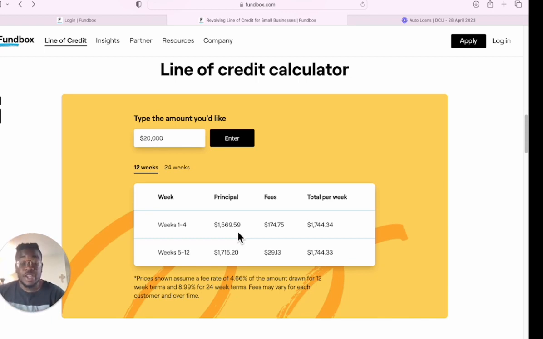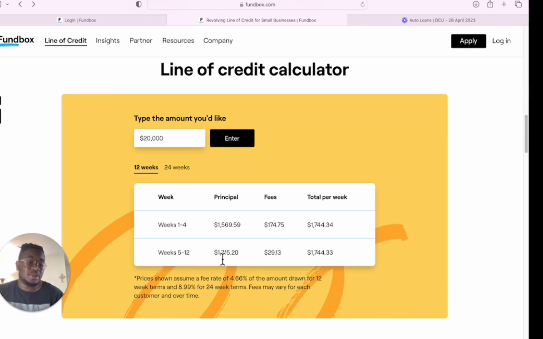They're weekly. Okay, so if your business is not making a significant amount of income, you probably don't want to use it because you got to pay it back weekly. And the interest accrues weekly. So this is telling you exactly, if you get $20,000, your payment's going to be $1,569 per week. If you choose the 12-week term, for week 1 through 4, your fees are going to be $174. And after week 1 through 4, they're basically going to take down the fees a little bit.